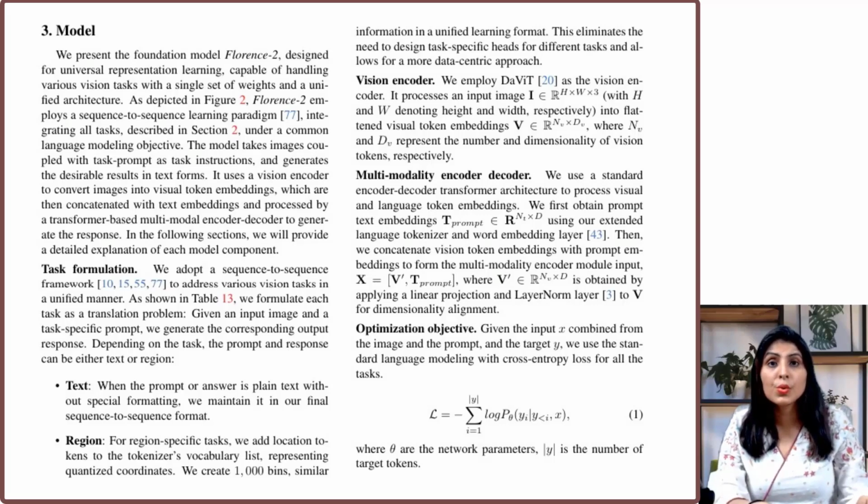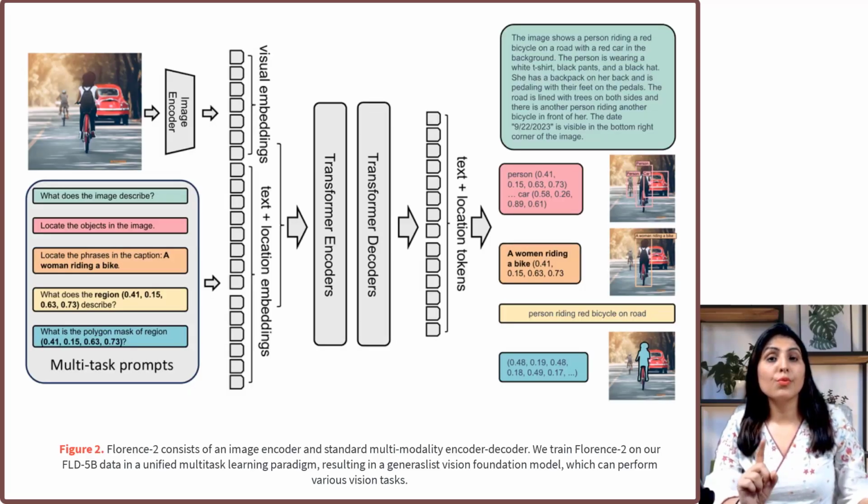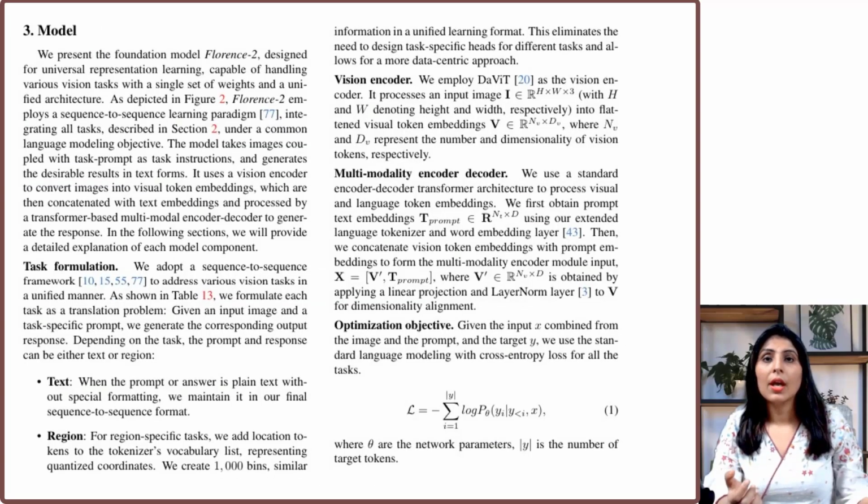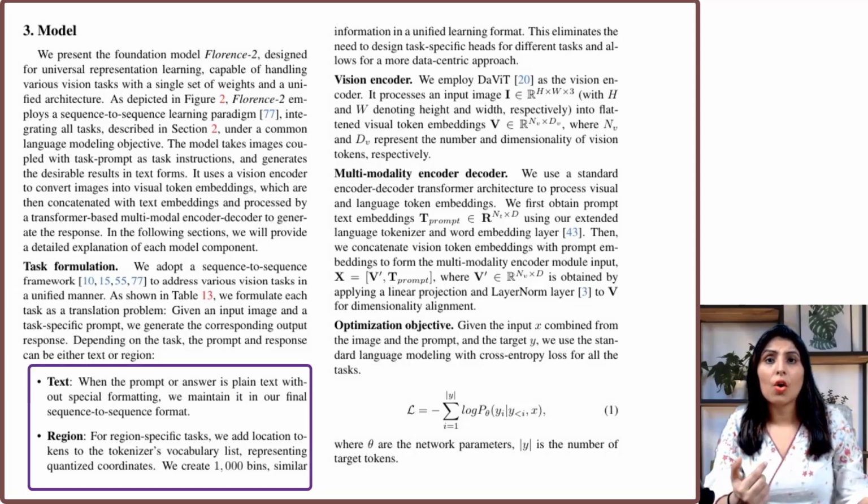So Florence-2 uses a sequence to sequence learning approach. Okay, this approach is commonly used in natural language processing tasks. Let's try to understand this image. So Florence-2 works by taking an image and the task instructions, which are prompts, as input, and it uses a vision encoder to turn images into visual embeddings, which are then combined with the text embeddings, and these combined embeddings go through a transformer based encoder decoder to produce a final output. Okay, and depending upon the task, the prompt and the response can either be text or region.